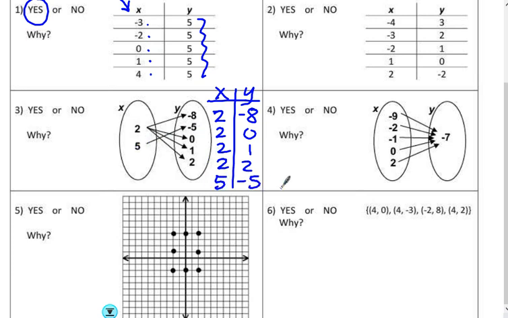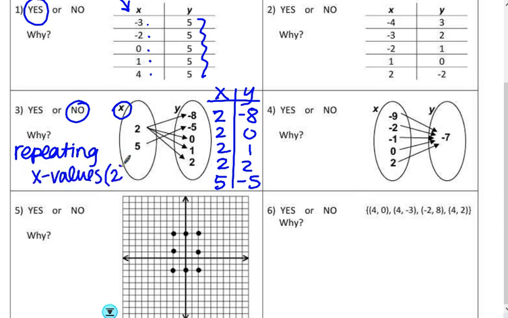As you can see, we have lots of repeating 2s, so it's not good to have all these arrows coming off of one of our x values. So no, and why? Because we have repeating x values, and those repeating x values are 2. All right, and then let's look at one more for these ones.